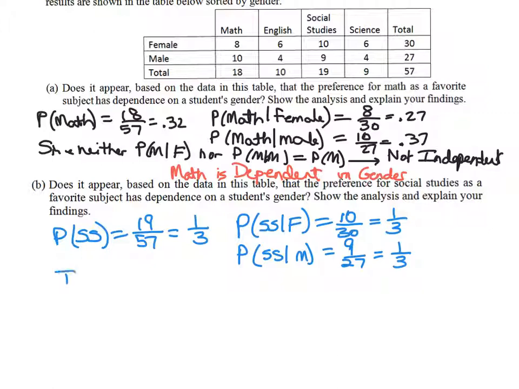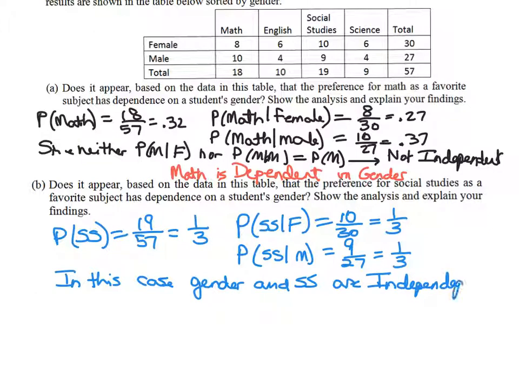So in this case, it turns out that gender and social studies are independent. It didn't matter whether I asked the boys or I asked the girls, I got exactly the same probability of liking social studies. So that tells me that those are independent events.